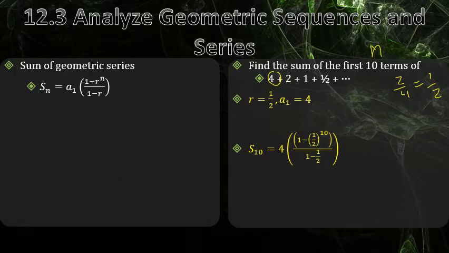And fill it into the formula. This was the r, this was a1, that was n. Fill in the numbers, run it through your calculator, and you get 1023 over 128, or about 7.992.